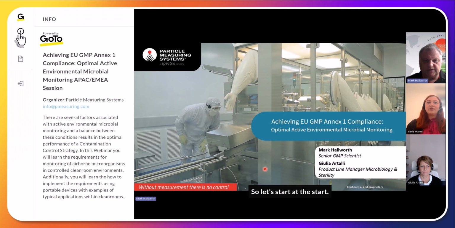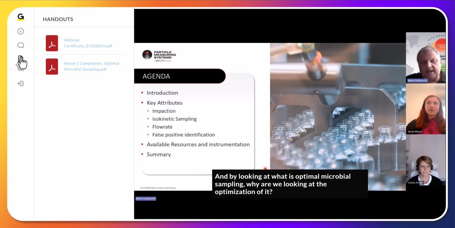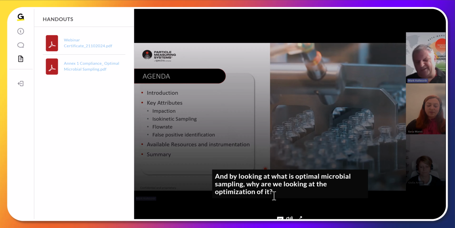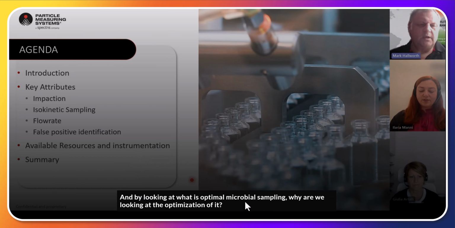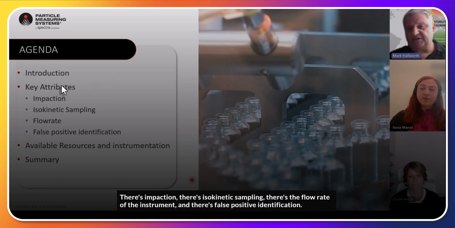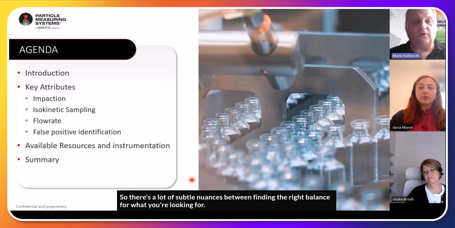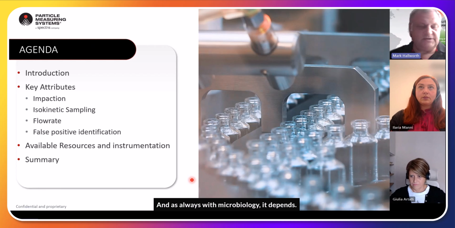Let's start at the start, by looking at what is optimal microbial sampling. Why are we looking at the optimization of it? From that, there's some key attributes. There's impaction, there's isokinetic sampling, there's the flow rate of the instrument, and there's false positive identification. So there's a lot of subtle nuances between finding the right balance for what you're looking for. And as always with microbiology, it depends.